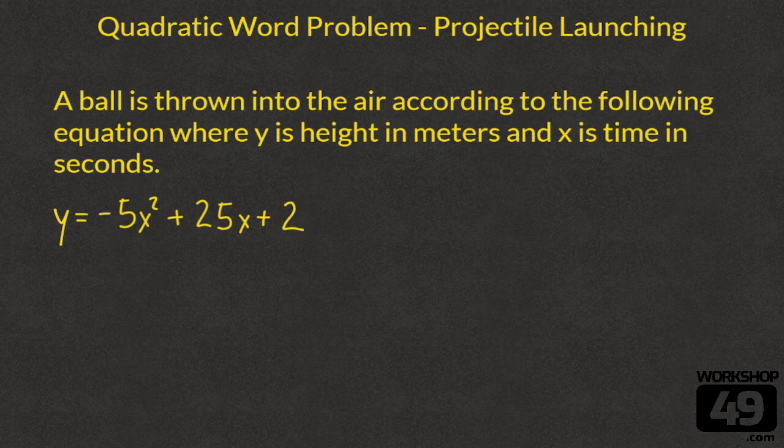So let's get started. A ball is thrown into the air according to the following equation, where y is height in meters and x is time in seconds. And we're given our little equation here. It's y equals negative 5x squared plus 25x plus 2.